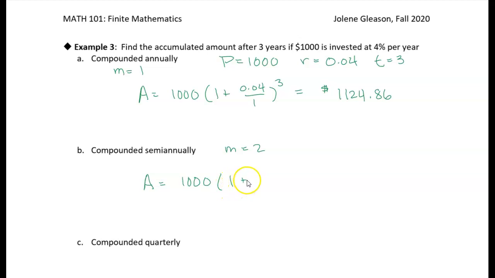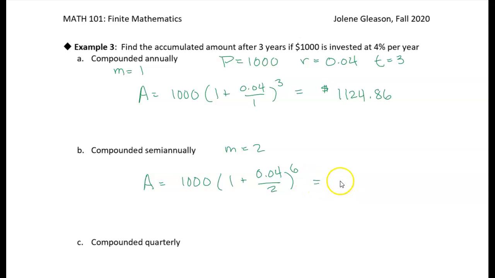You would think that if we compound more frequently, maybe we'll make more money. So it's the same 4%, but we have to divide by 2, because that's the annual interest rate and we have 2 compounding periods, or conversion periods, per year. Now, how many total conversion periods are there over 3 years if we're compounding semi-annually? We just take 2 times 3, so 2 per year times 3 gives us a total of 6 conversion periods over the term of this investment.